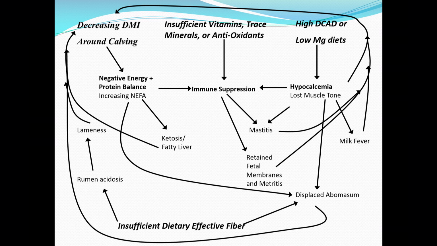Another major disease is milk fever or hypocalcemia. And it doesn't even have to be full-blown milk fever. Just the act of being hypocalcemic has some immunosuppressive action in these cows. Certainly you can get some simple things like loss of muscle tone that can affect an animal's strength of contractions of the abomasum and lead to displaced abomasum.